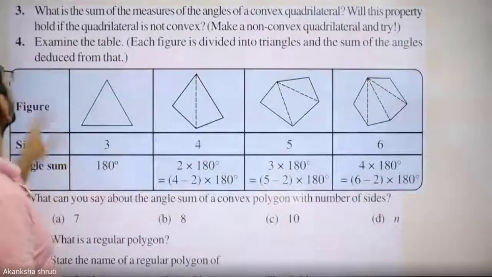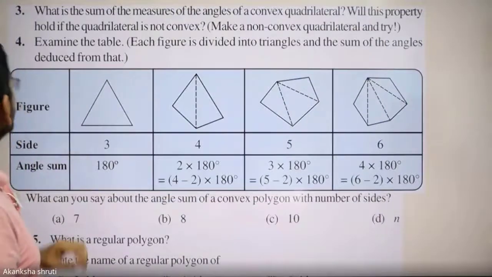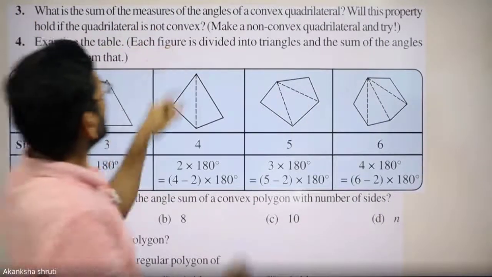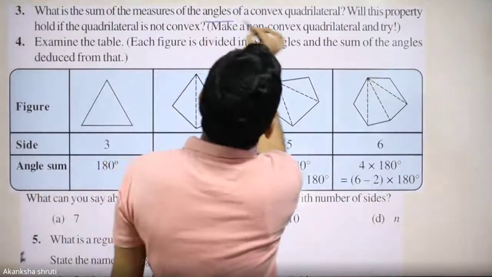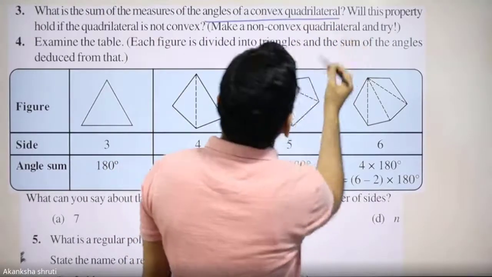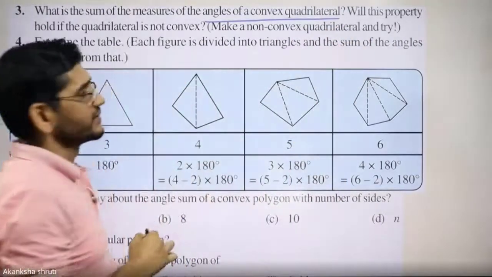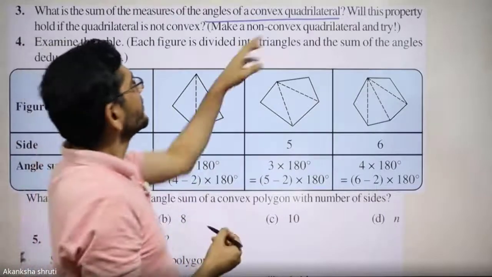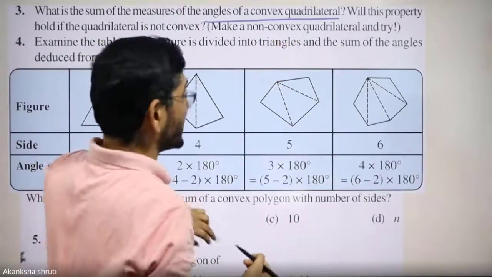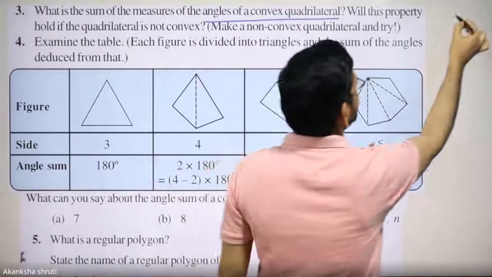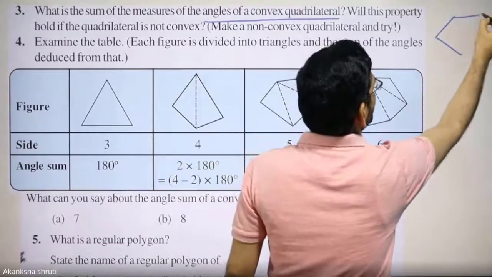Students, let us come to question number 3. What is the sum of the measures of the angles of a convex quadrilateral? We have learned that this holds for any convex quadrilateral, which is simply any kind of quadrilateral that you draw.